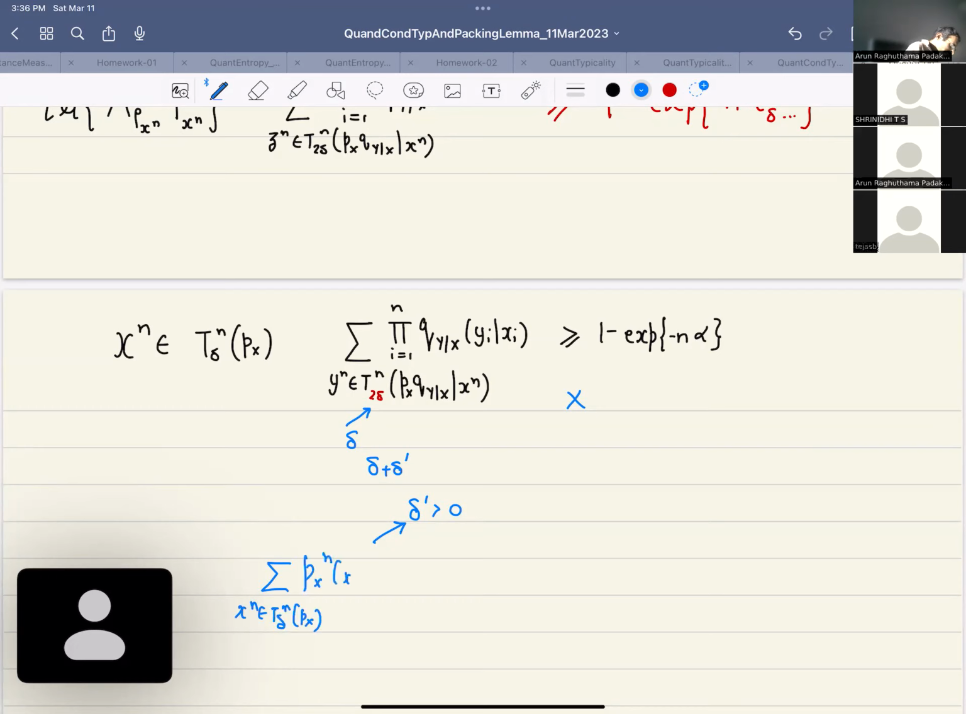Px of n of xn, this you can show is greater than or equal to 1 minus exp minus n alpha only if delta is positive, right? You can't show it if delta equals 0. Similarly, this delta prime comes as another concentration term here. There's only one concentration, but this delta is embedded and this delta prime comes. We'll see it when we solve that problem, which you were unable to do in the homework. You will see that. Okay.